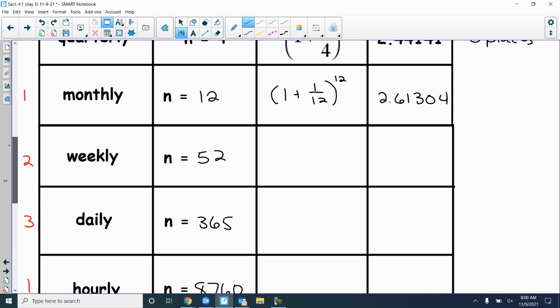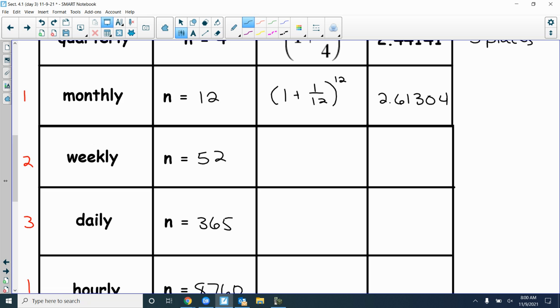All right, monthly we did 2.61304. Weekly: 1 plus 1 over 52 to the 52nd power. All right, Colton, what'd you get for that? I got 2.69259. All right, make sure we agree. Yeah, okay. So we do it every week, we're up to 269.